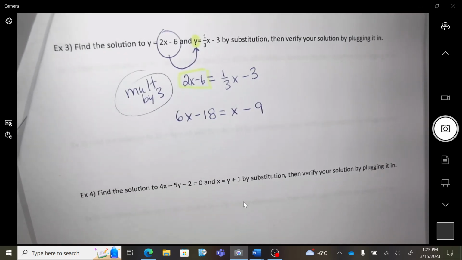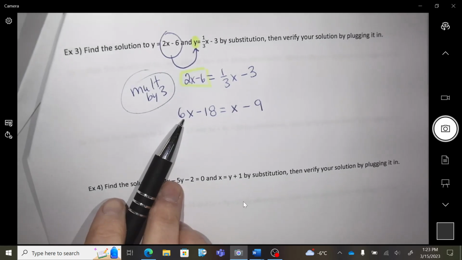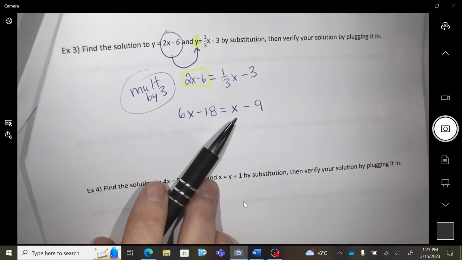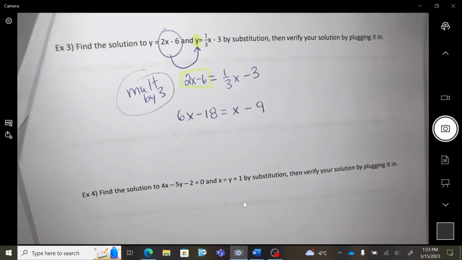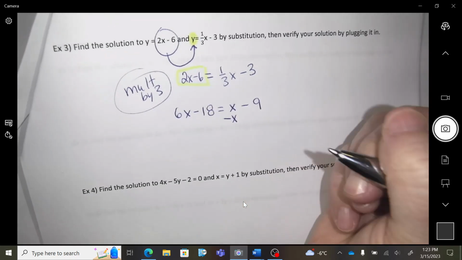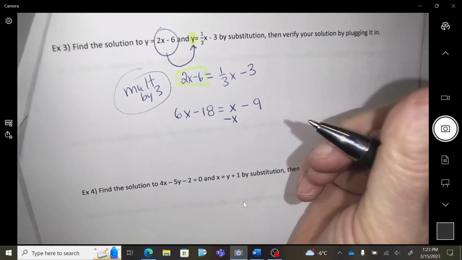Okay, now what do you want to do? I'm trying to get my x's on the same side would be my next thought. Do you want to subtract 6x here, or would you like to subtract x there? Which one would maybe be better? I'm going to get rid of the one that's smaller.